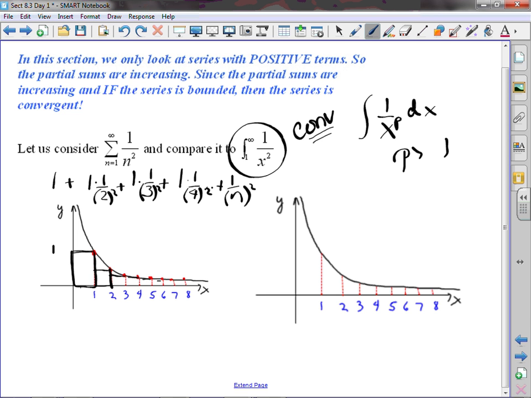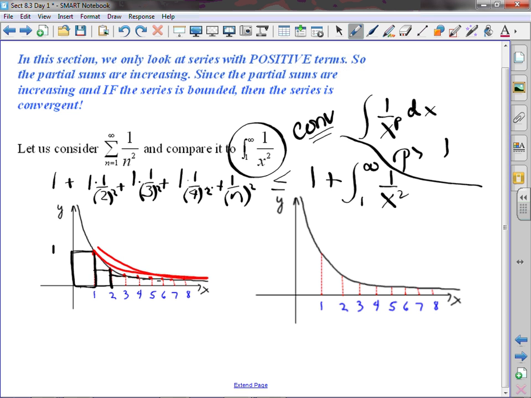Well, what I'm going to do is it's less than or equal to 1 plus the integral from 1 to infinity, because the integral only goes from here. So what I'm going to do is add a 1 to both sides. So I've got this one there and that one there. And then you could subtract them.